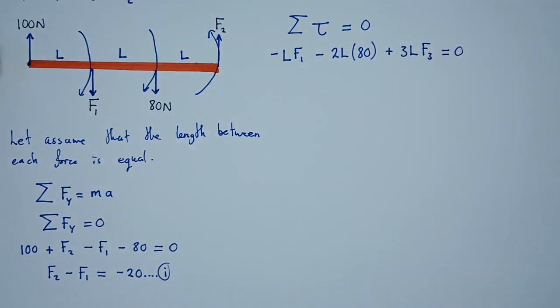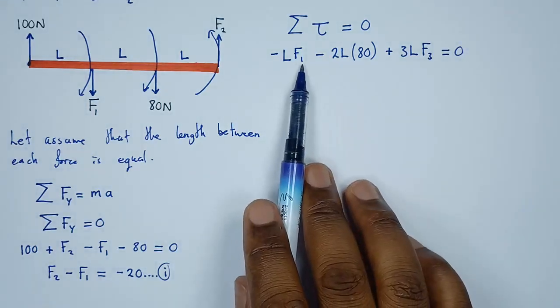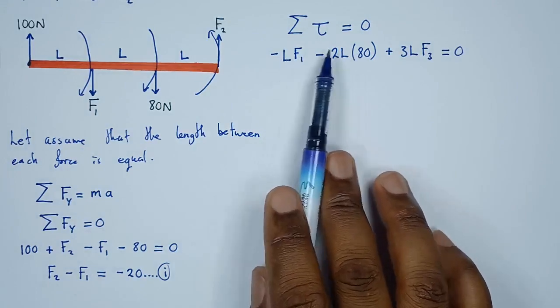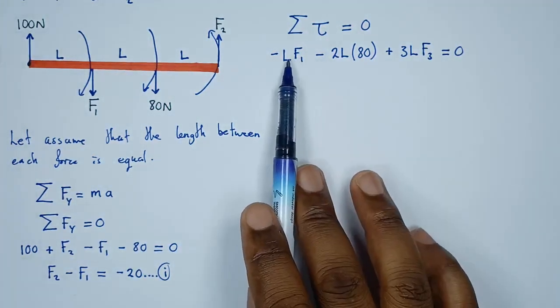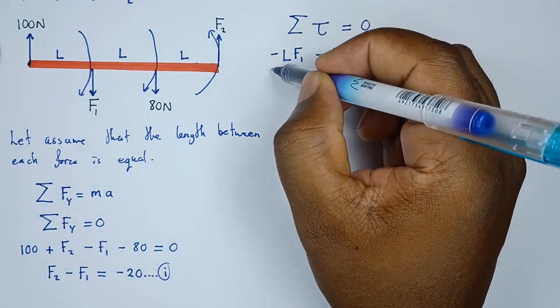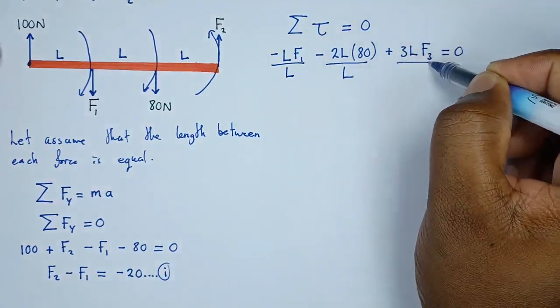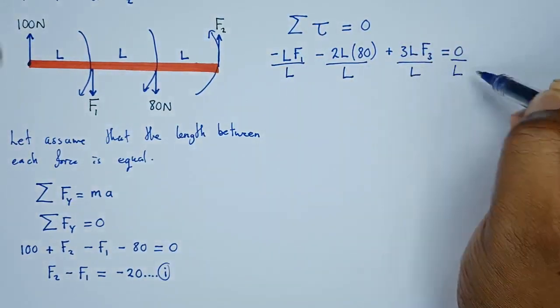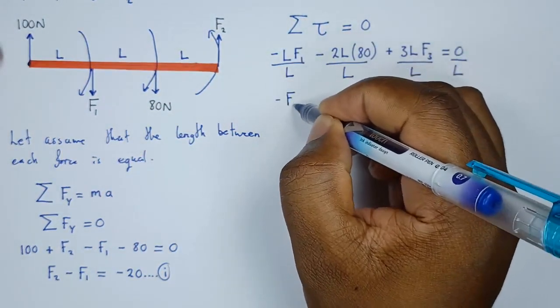Okay. So at this point, let's push these two to the other side of the equation. Or rather, before we do that, let's get rid of L. How do we get rid of L? We're going to divide by L throughout. So divide by L, divide by L, divide by L, divide by L. So what do we get? This gives us a negative F1. The L cancels, so negative 1.